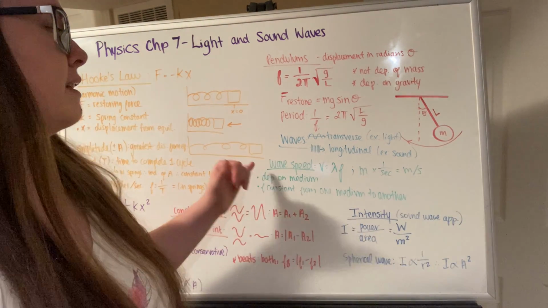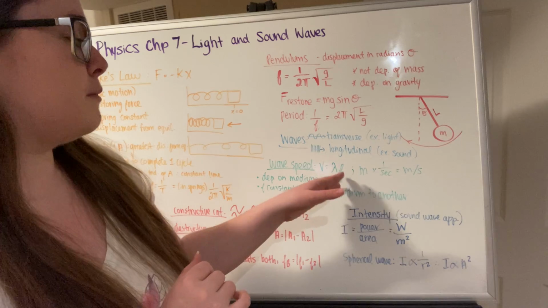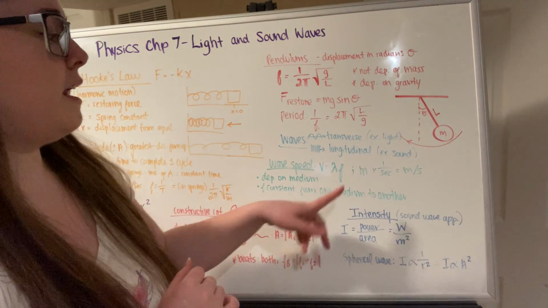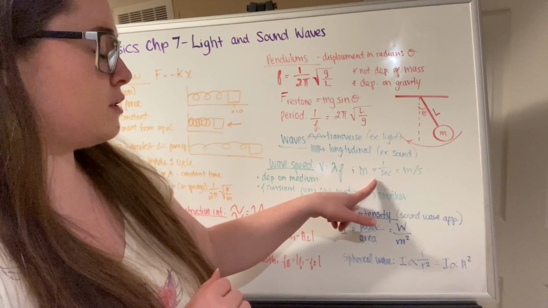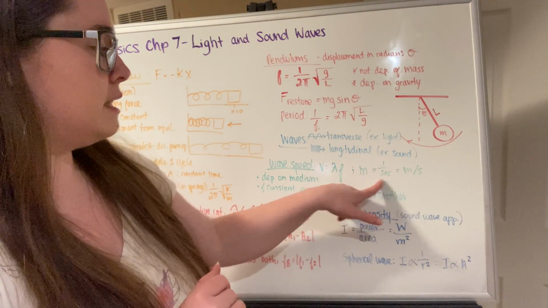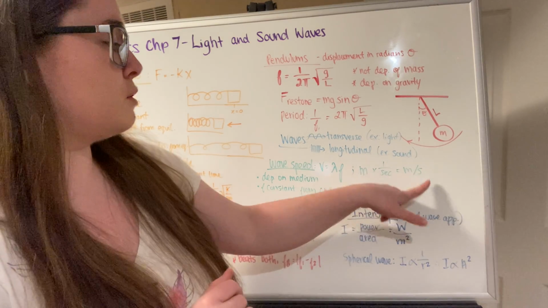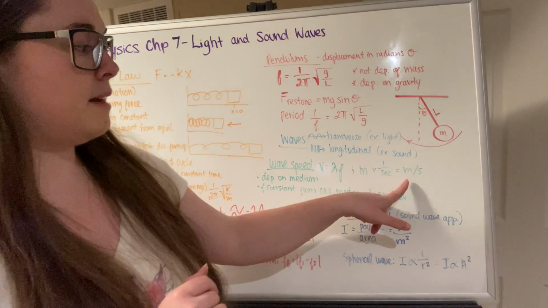Now, next we have wave speed. So the speed equals the wavelength times frequency, okay? And this is the unit. So we have meters times 1/seconds, which equals meters per second. So that's why we have the speed in meters per second.